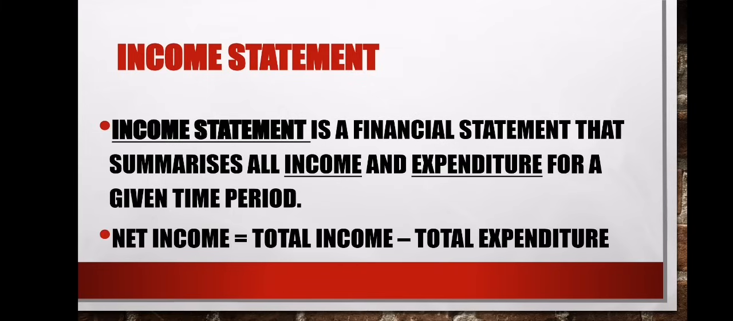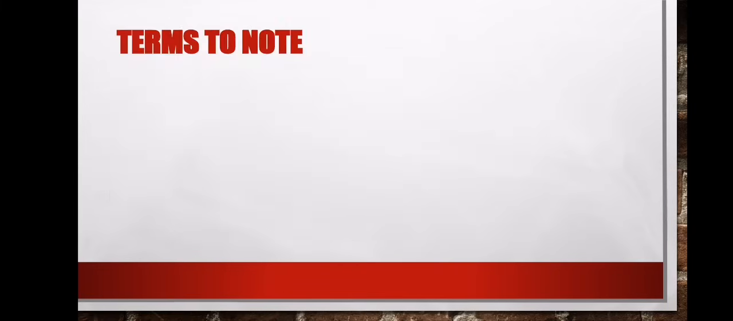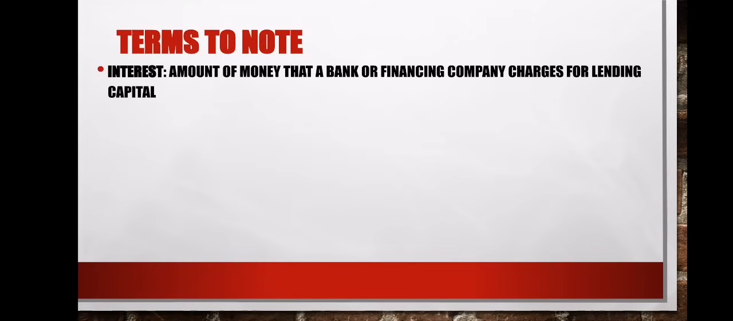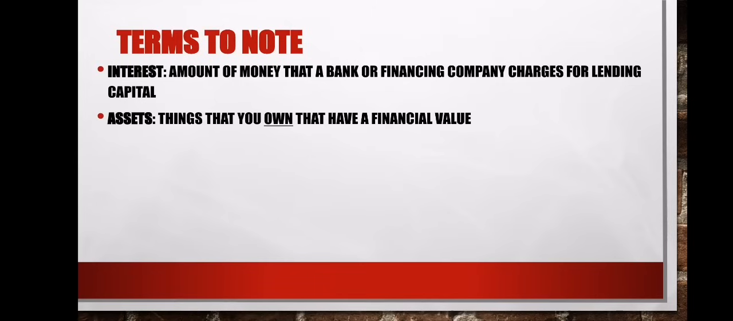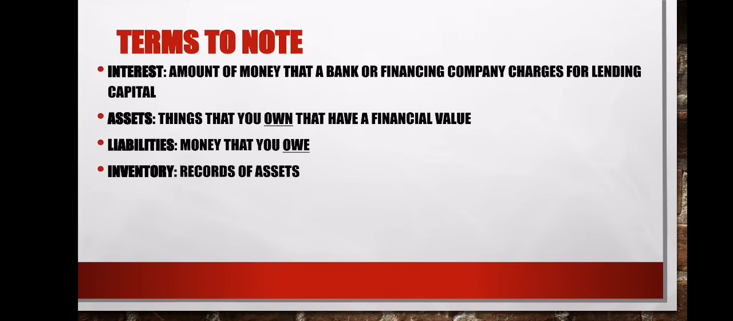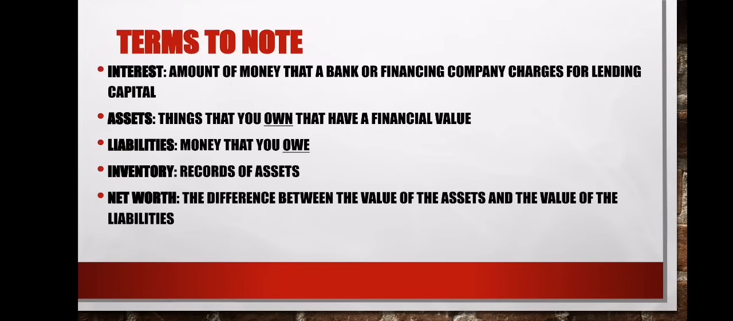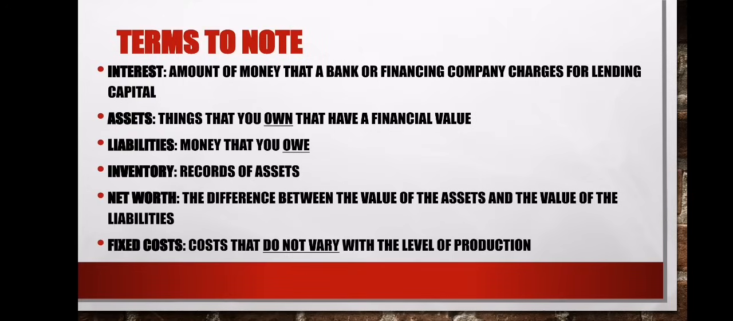Then here's the formula. Then there are these terms that I want you to note as I'm about to close. Interest, we say, is the amount of money that a bank or financing company charges for lending capital. Assets, we have highlighted this one. Liability, we have highlighted this one. Inventory, we say, is records of assets. Net worth, we highlighted it as the difference between the value of assets and the value of liabilities.